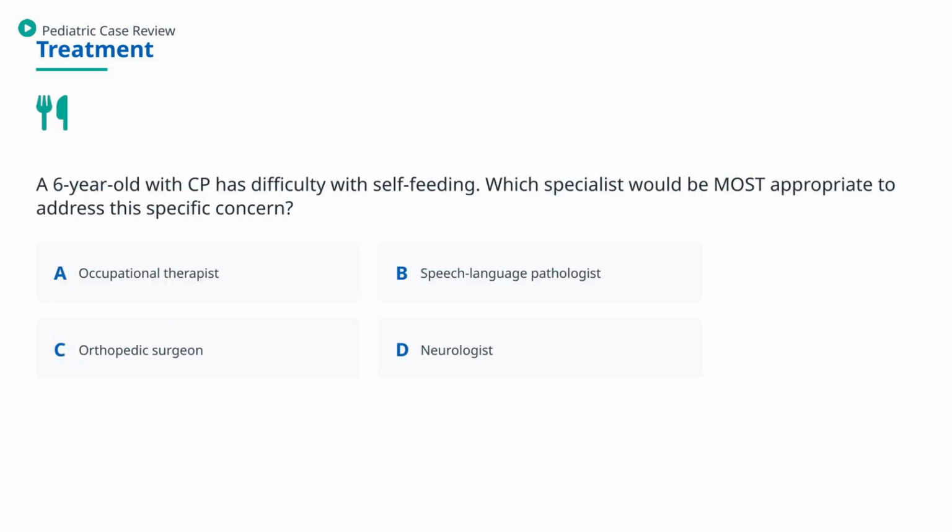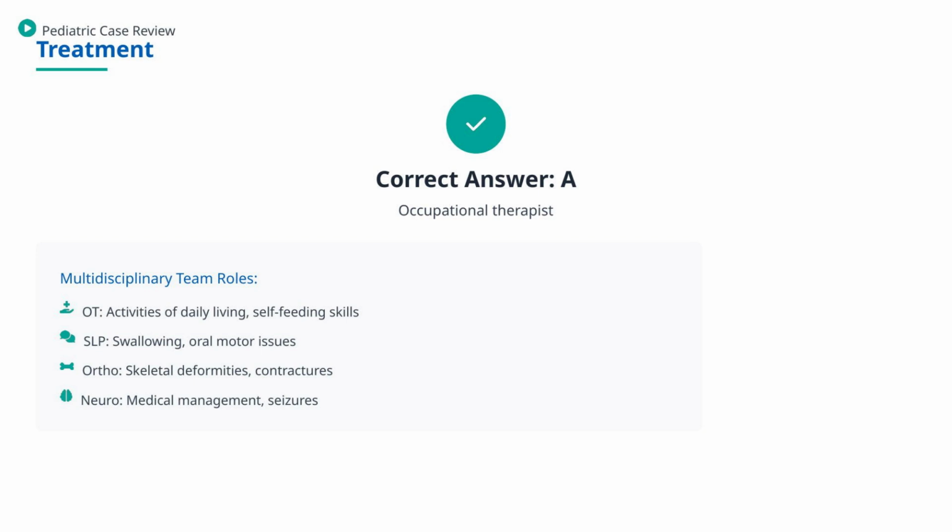A 6-year-old with cerebral palsy has difficulty with self-feeding. Which specialist would be most appropriate to address this specific concern? A. Occupational therapist. B. Speech-language pathologist. C. Orthopedic surgeon. D. Neurologist. The correct answer is A.